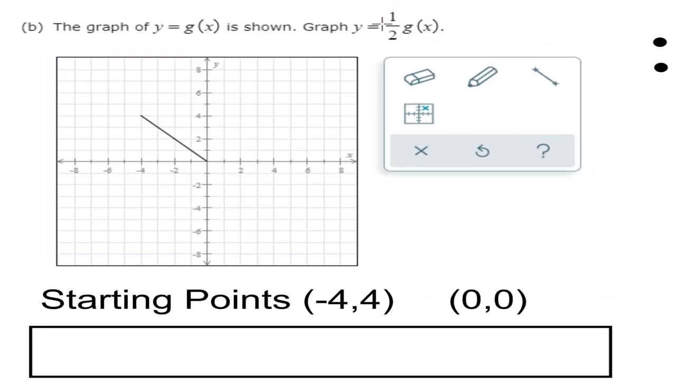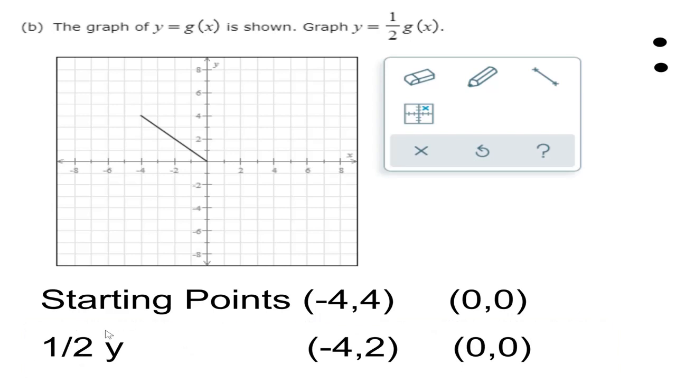This 1/2 is outside the parentheses, which means I'm going to be doing it to the y values. And I'm going to do exactly what it says. I'm going to multiply the y values by 1/2. So the x stays the same, so that's negative 4, and the y gets cut in half, so that's 2. And the 0, 0 stays the same, because 0 times 1/2 is still 0. So I'm going to graph those 2 points. So I have negative 4, 2, and then 0, 0. And then we connect the dots. In this case, I only have 2 points, so I only have to do 2 points of work.